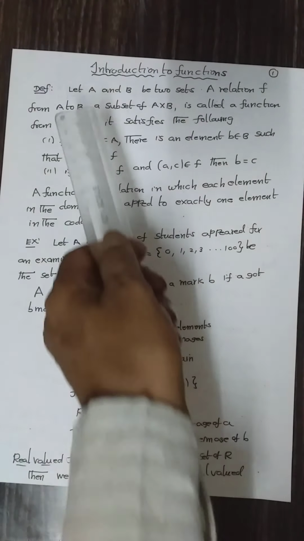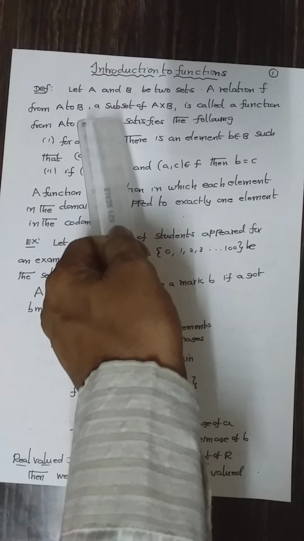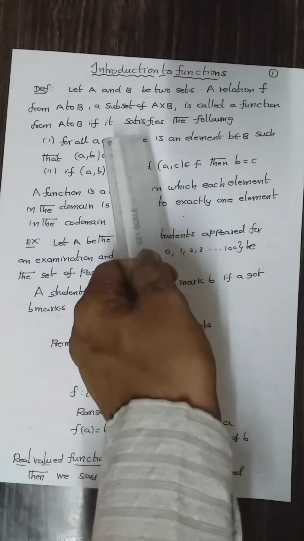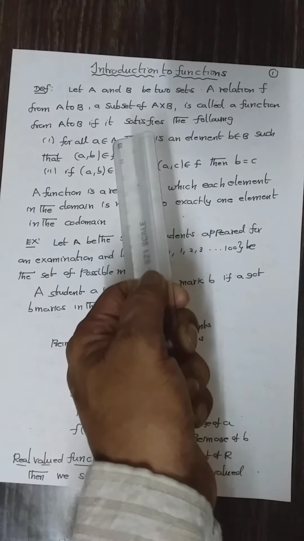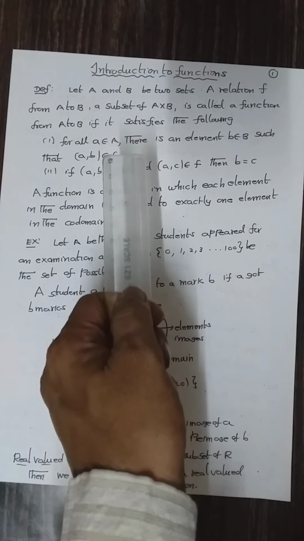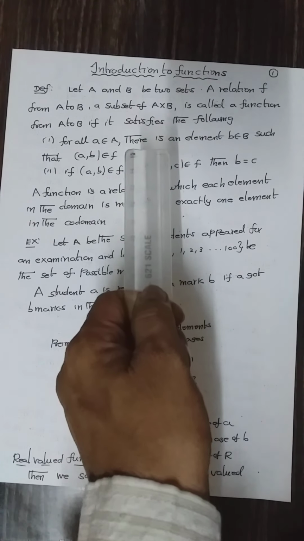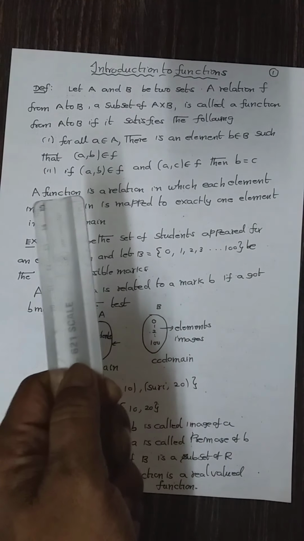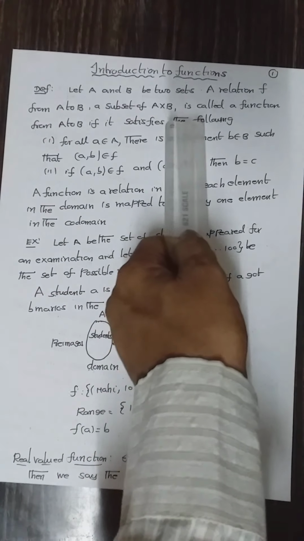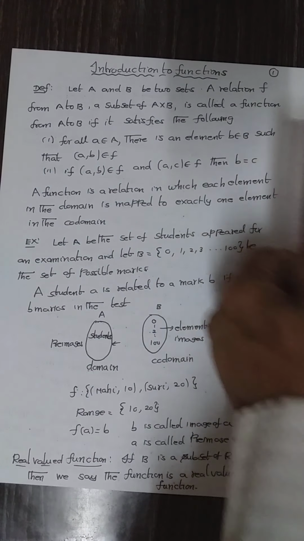Now let A and B be two sets. A relation F from A to B, a subset of A cross B. Why did they say relation? Because a function is also called a special kind of relation. See, a relation is defined from the Cartesian product A cross B, but a function is also defined from A cross B only, depending on some conditions. So a relation from A to B, a subset of A cross B, is called a function from A to B if it satisfies the following conditions.